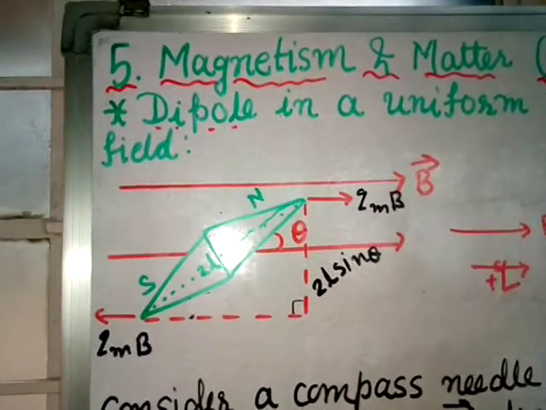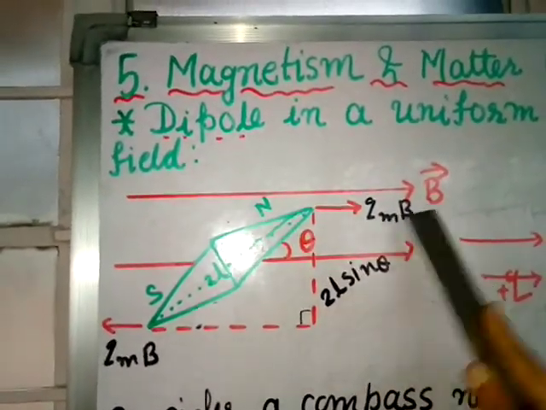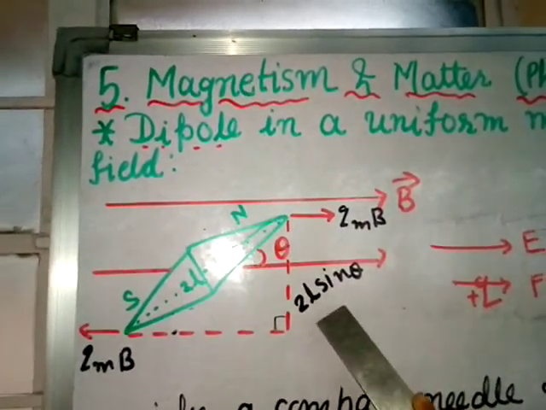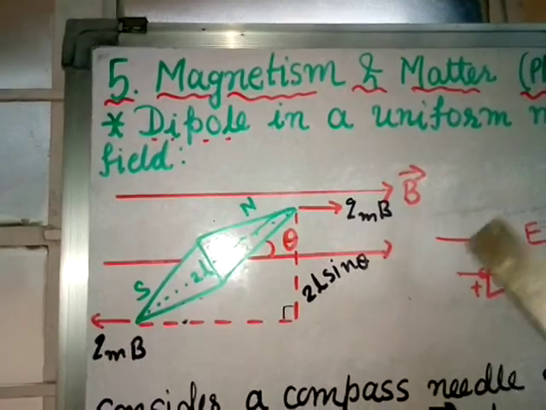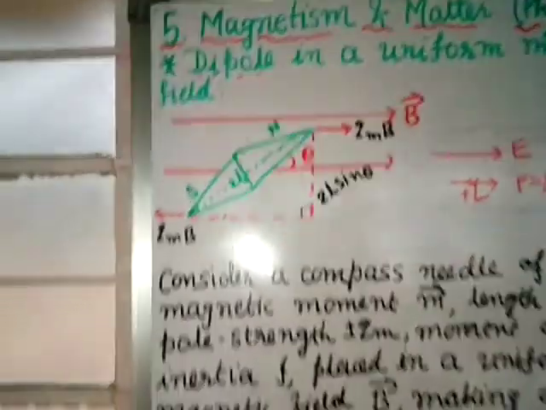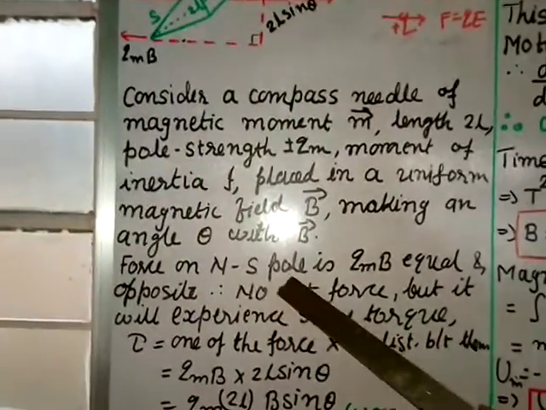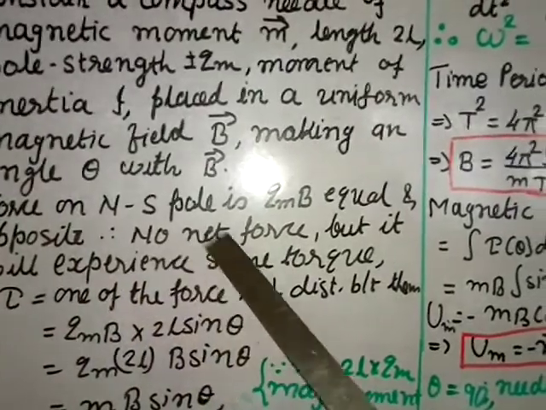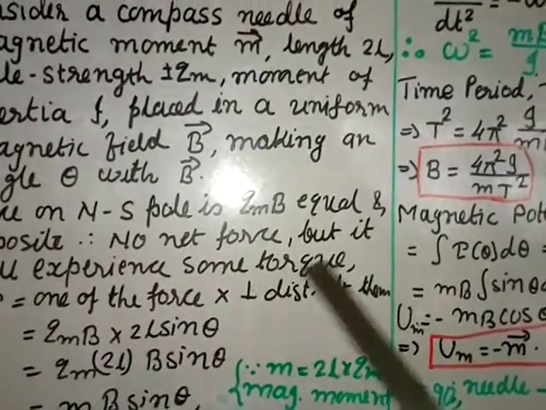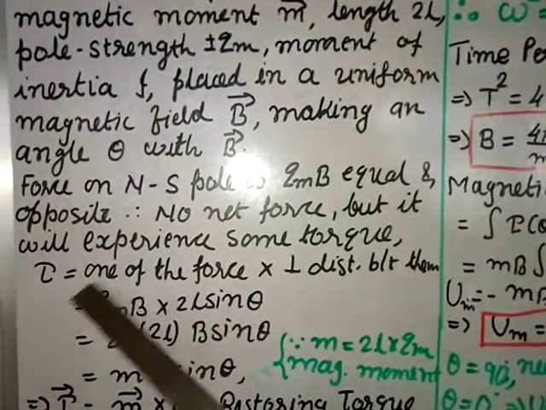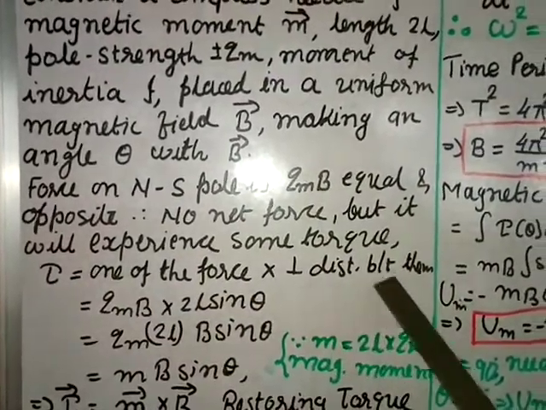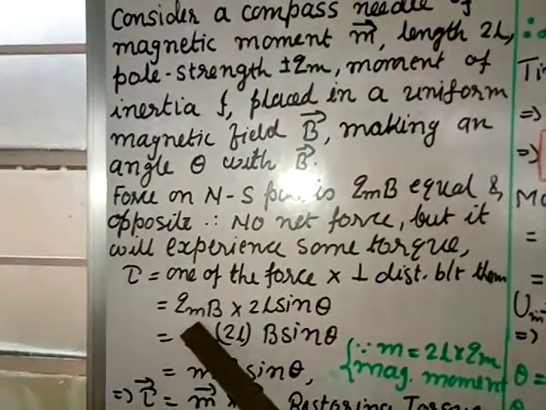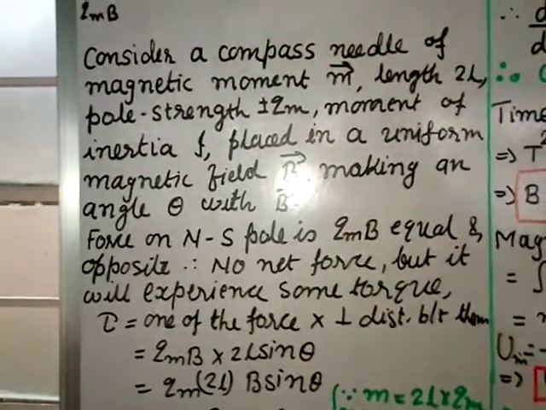But there will be torque. Why torque? Because if this force is towards this side and this force is towards the other side, and I extend them, between these two forces there is a perpendicular distance, and if there is a perpendicular distance, it will give you torque. The force on the north and south pole is QmB, equal and opposite. Therefore no net force, but it will experience some torque, and the torque is given by one of the forces into the perpendicular distance between the lines of action of the forces. Take one of the forces, QmB, and the perpendicular distance.